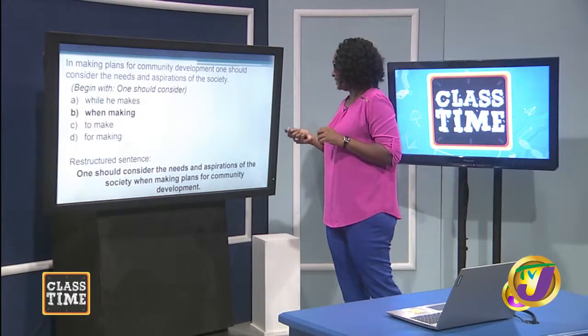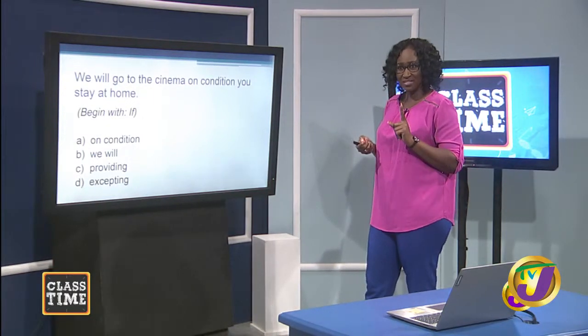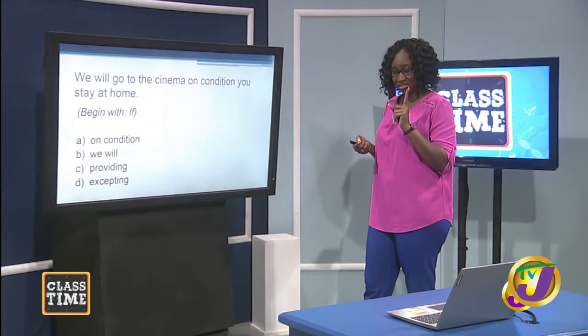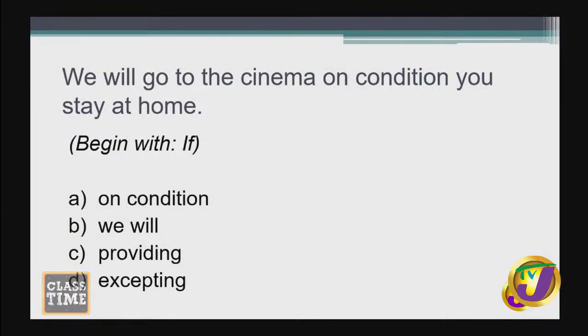All right. Let's see if we can take it up a little bit. Now we have a short sentence, but don't let the short sentences fool you. They're just as tricky. We will go to the cinema on condition you stay at home. So we have an idea being conveyed. You can do this if you do that. So we have to start it with if. So where would if best fit in? You had the on condition. So if you do something, then something else can happen.